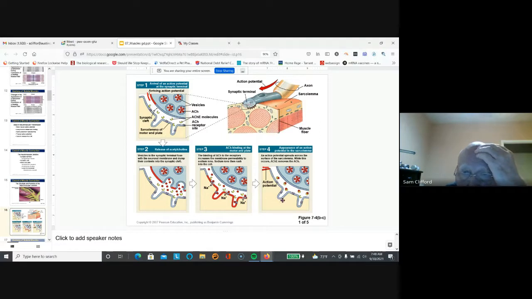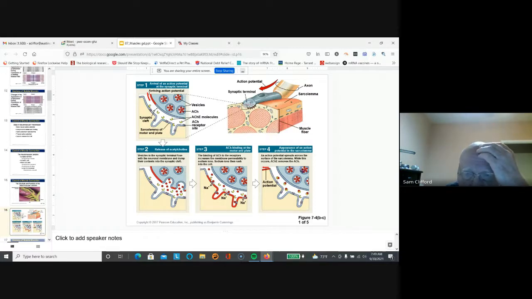And once the action potential spreads, it is moving all along into the muscle, into the sarcoplasmic reticulum. And remember, acetylcholinesterase removes acetylcholine because we want the muscle to rest, and then very, very quickly it can contract again.